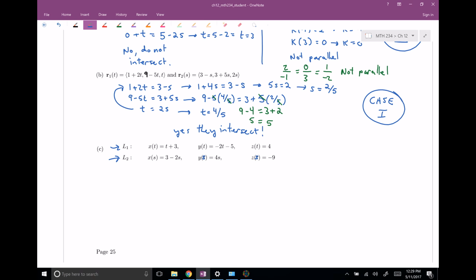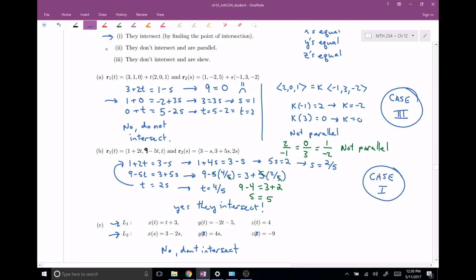So first of all, do they intersect? Well, actually, we can look very quickly at the z's. Z's, we have 4 would need to be equal to -9. So no, they don't intersect, because there's no way that you could ever have 4 equaling -9. Okay, so we are in either case 1 or 2. As you can probably guess, we're going to be in case 2. I've already done a 3 and a 1. It's going to be case 2. But let's verify this, right? I want to show you that in case 2, they don't intersect, but they're parallel to each other.